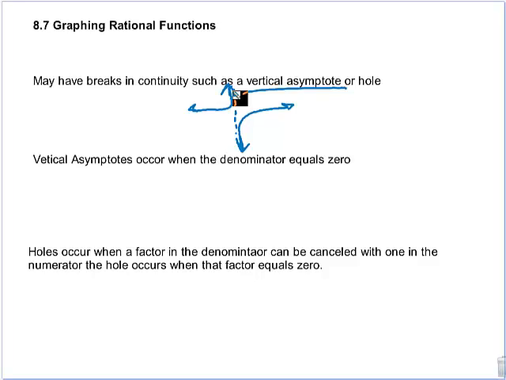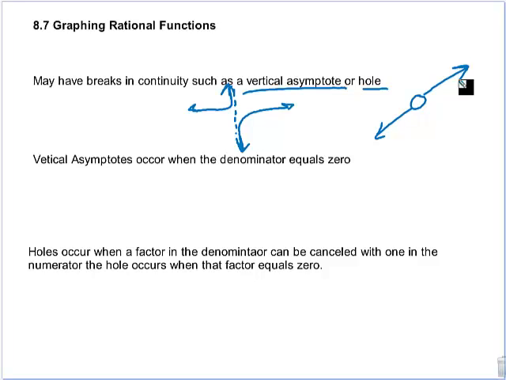Okay, a hole is like that. There's just a hole. There's a break in the line. It really is just a hole in the line. So that's a hole. Okay, so we have vertical asymptotes and we have holes. Now they both happen because we get a zero in the denominator. But there are two different ways we can get a zero in the denominator, and which way it is determines whether we have a vertical asymptote or a hole.